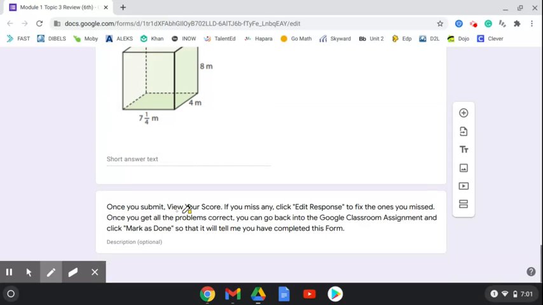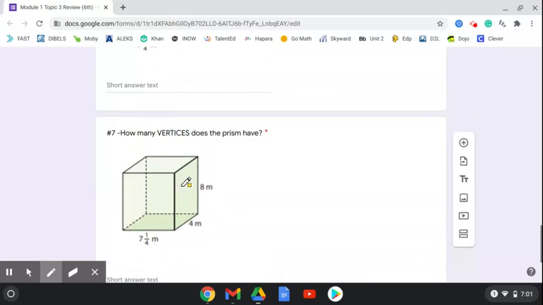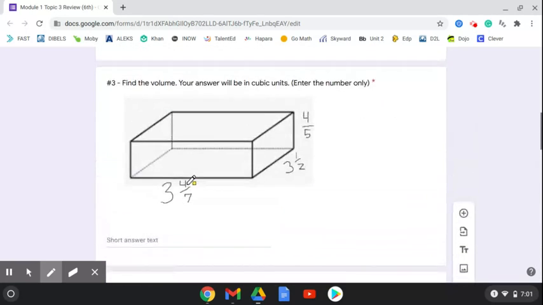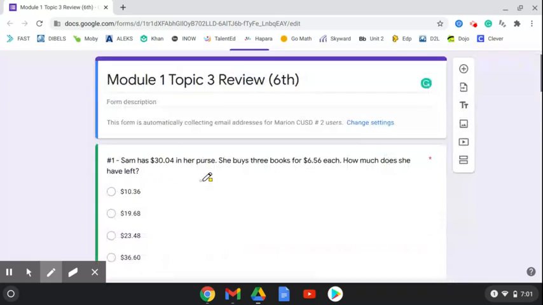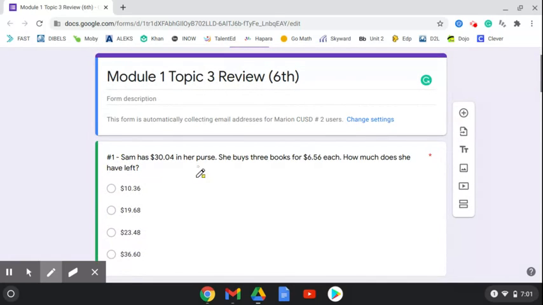Okay, once you submit this, go ahead and view your score. If you miss any, click Edit Your Response to fix the ones that you missed, so that eventually you get every problem correct. Okay, this is good preparation for the test, which is tomorrow on volume and surface area. Hopefully you showed your work here when completing this form. Because it's a Google form, your work is not required, but on the test tomorrow, which is a CAMI assignment, you will be required to show your work.